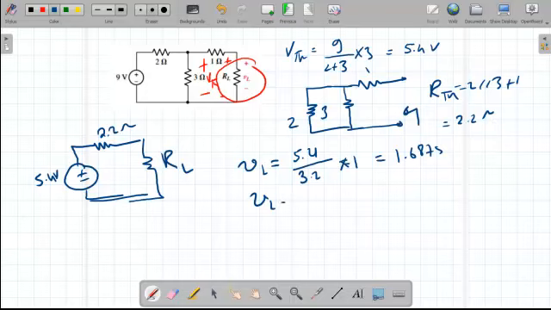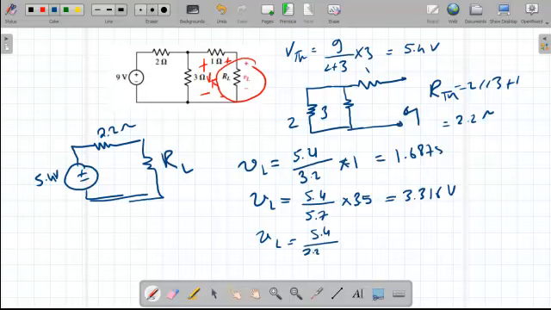VL in the second case: 5.4 over RL plus R Thevenin, times 3.5, so it will equal 3.316 volt. Before the last one: 5.4 over 2.2 plus 6.257, times 6.257, so it equals 3.995 volt.